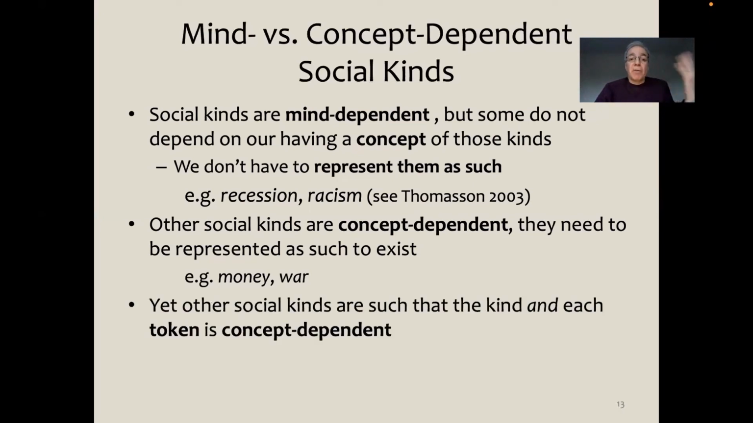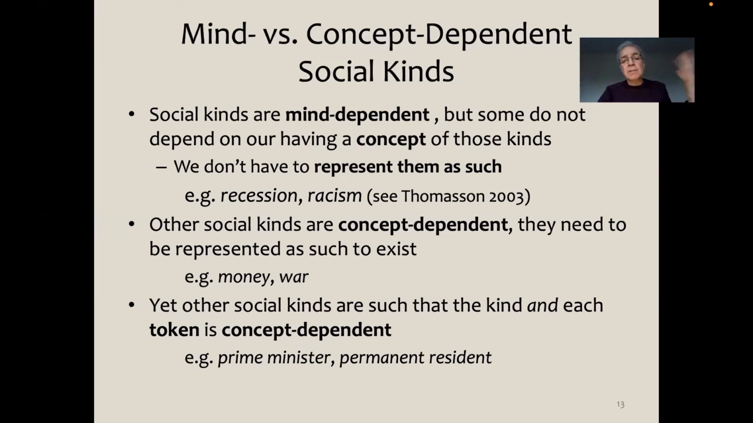And moreover, there are other social kinds where it seems that the kind itself and each token, each instance of the kind, is also concept dependent. So prime minister: it seems as though we can't have the kind prime minister until we have a concept of prime minister and then apply it to particular people. But then every person who is a prime minister has to be explicitly represented as such. You can't have a prime minister whom no one thinks of as being a prime minister.